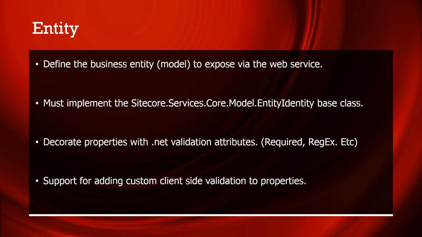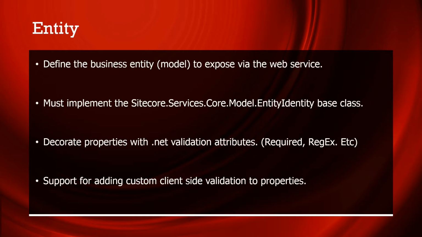Okay, let's jump on to actually creating the service and the steps and the parts of Entity Service. So firstly, we have our entity. As I said, this is our business entity or our model that we describe and define ourselves, and this is what gets exposed over the service, what we work with. You must implement this entity identity-based class. This is within the Sitecore Services core DLL, which you need to reference in your project first. This gives you the base functionality of Entity Service of a model that you need to implement.